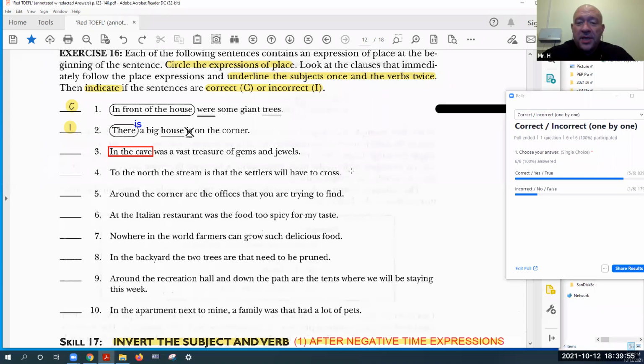What is this at the beginning? Preposition. Prepositional phrase. Yeah, it's a place expression. Now, can you find a verb and a subject? Ahmed, you do this. The verb is was. And the subject is a vast treasure. Yeah, so the treasure, right?